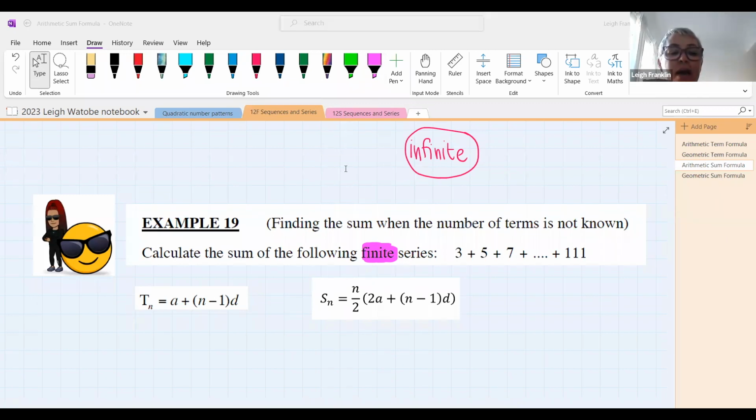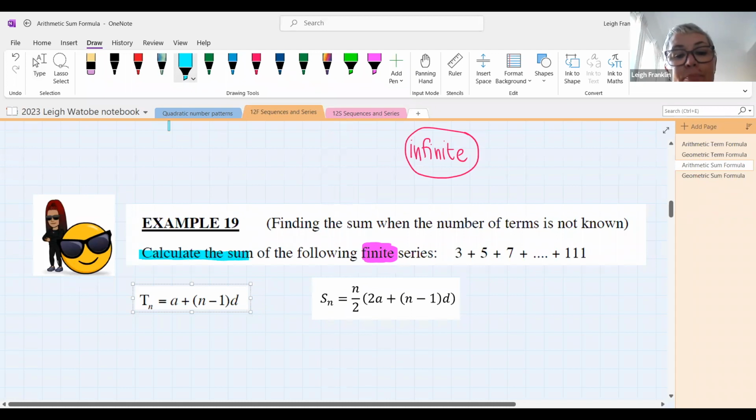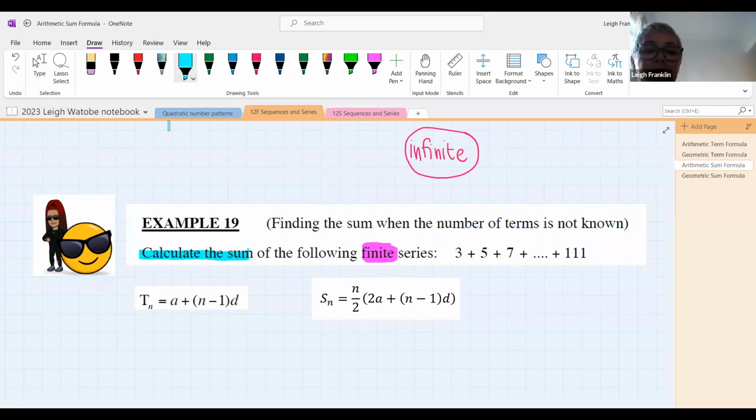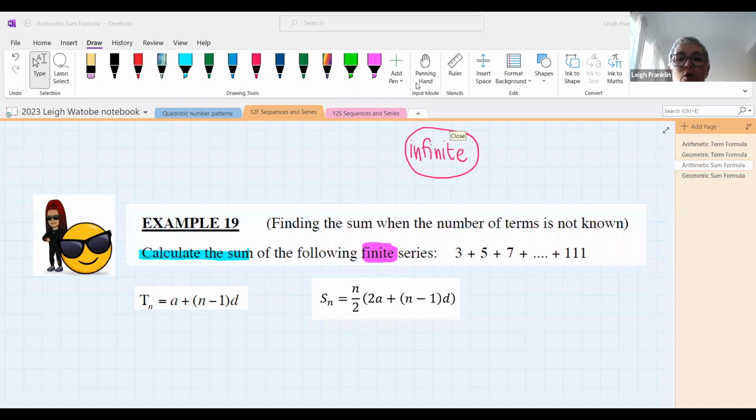Now, again, they're asking us to calculate the sum, all right? So they want Sn from us. They're saying to us, calculate the sum. What piece of information is missing that we need to calculate first? Exactly. Okay, so n is what's missing. We do not know how many terms there are in the pattern.